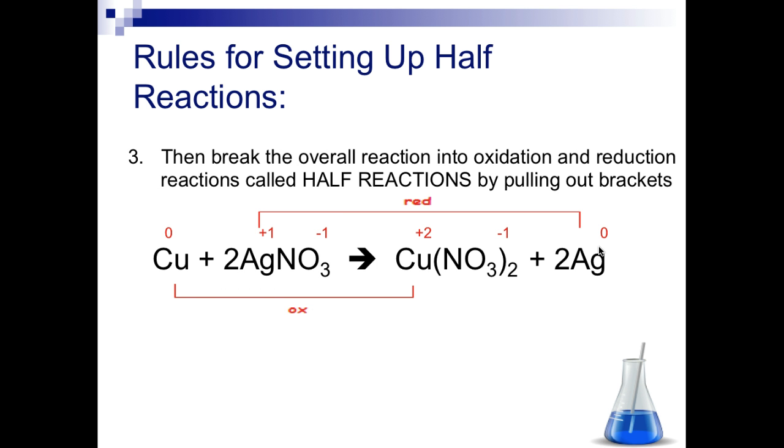So then what we're going to do is break up the overall reaction into the oxidation and reduction half reactions. Oxidation is copper 0 going to copper plus 2. The reduction part is silver plus 1 going to silver 0.